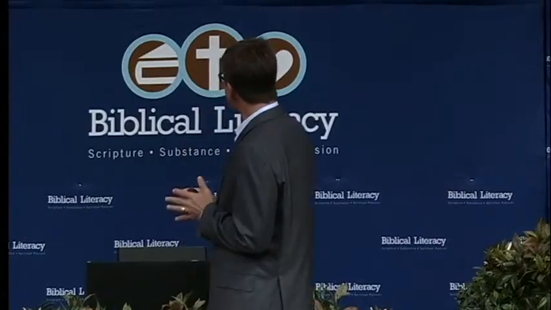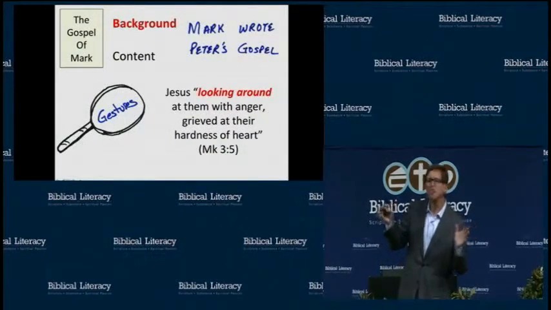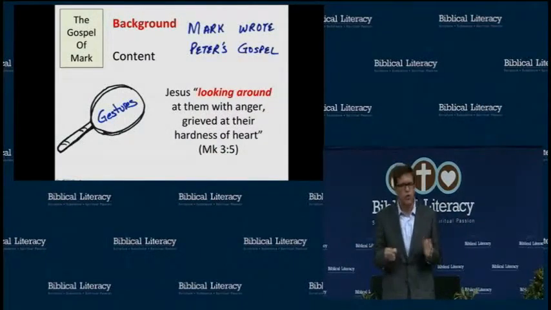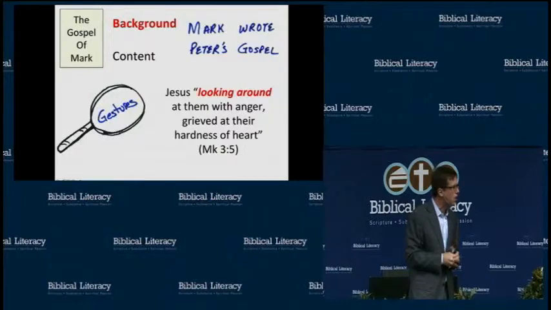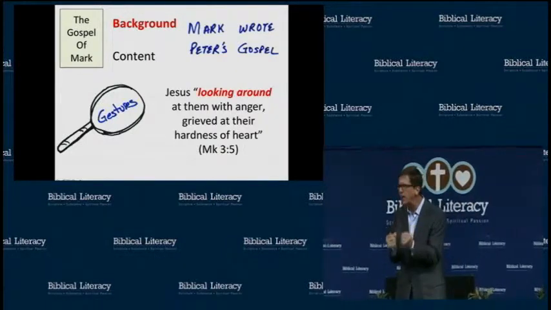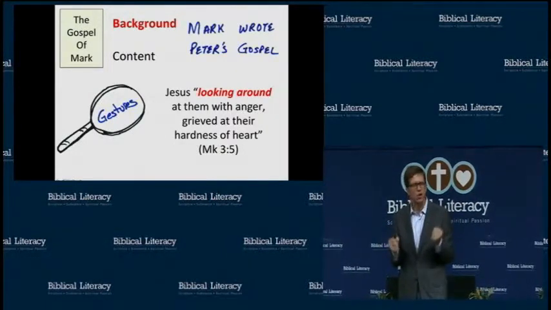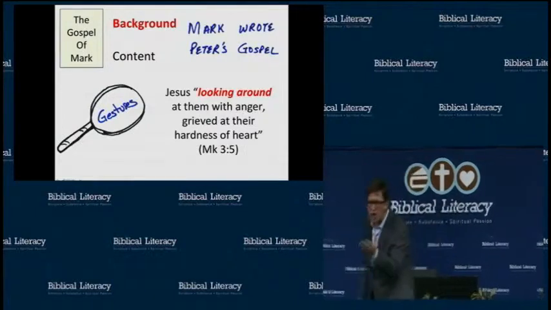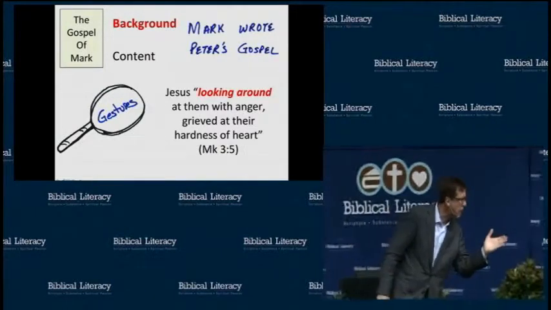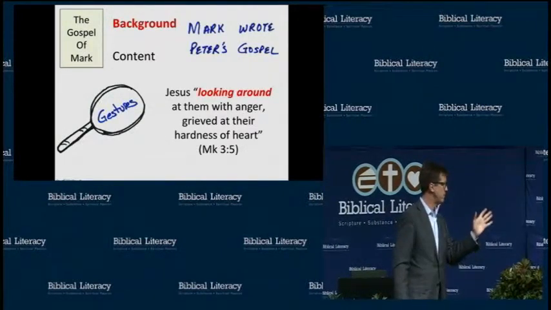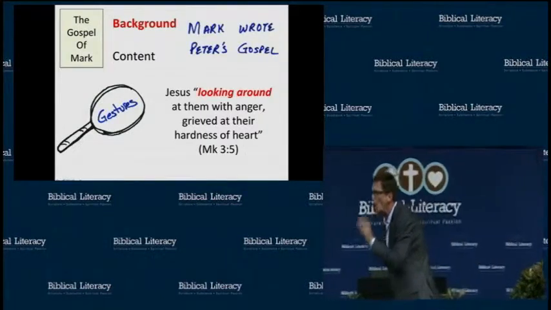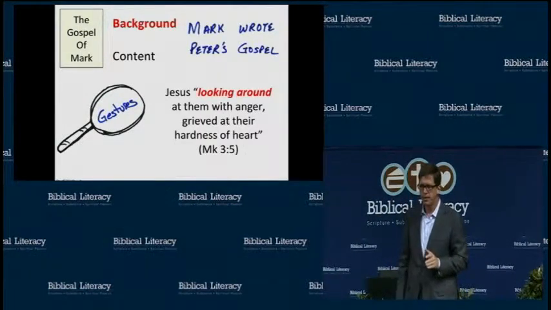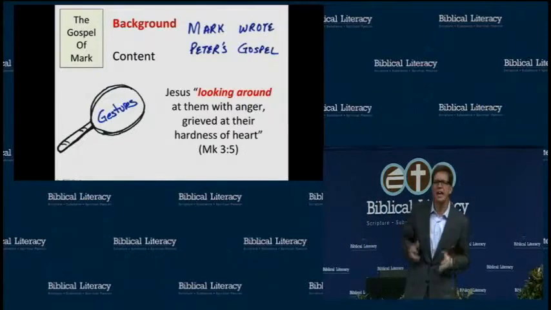Look, for example, at Mark 3, verse 5. Jesus, looking around at them with anger, grieved at their hardness of heart. Jesus isn't just angry. It doesn't just say Jesus was angry and grieved at their hardness of heart. He's looking at them. And he's angry because their hearts are so hard. So he looks at them with anger.